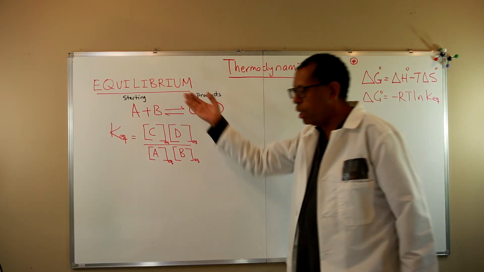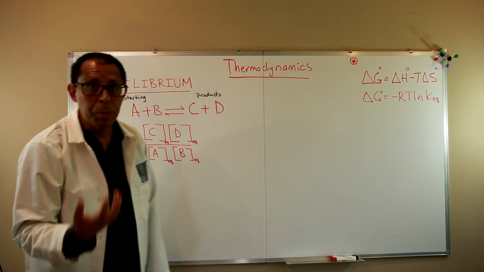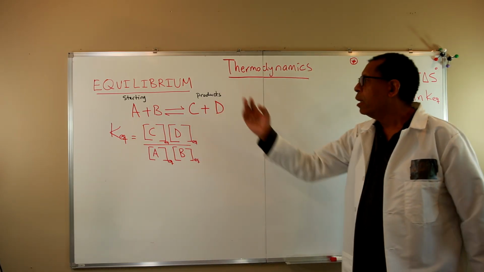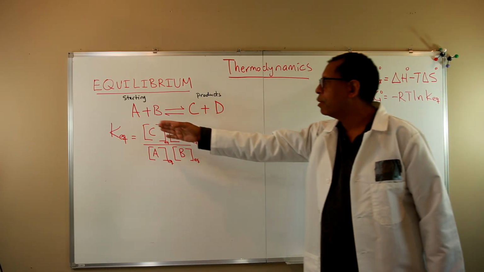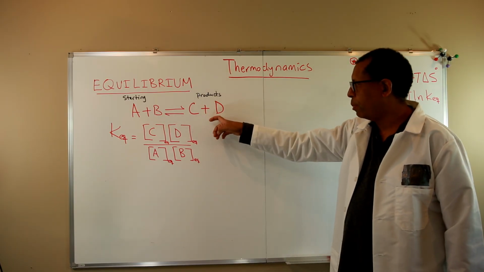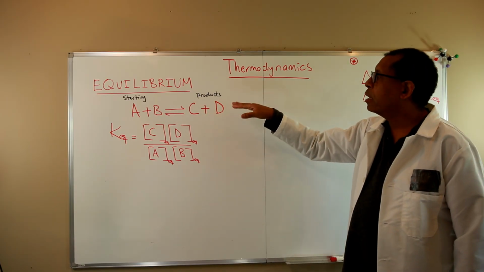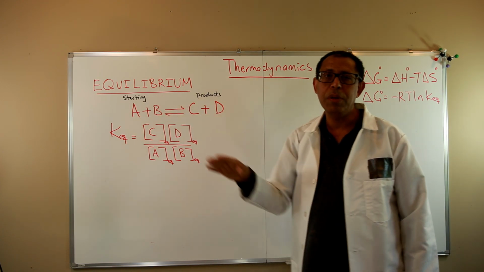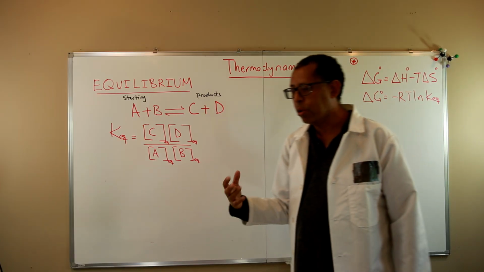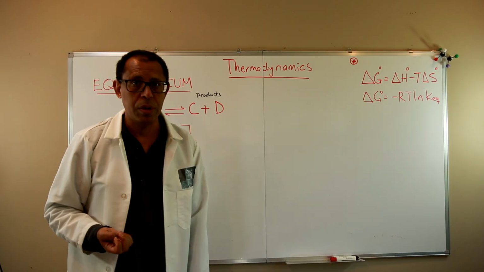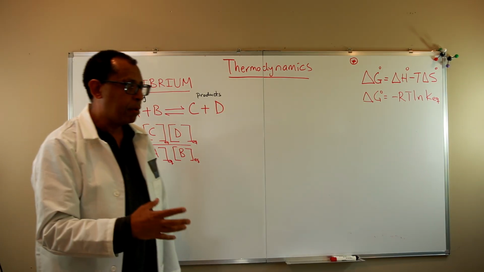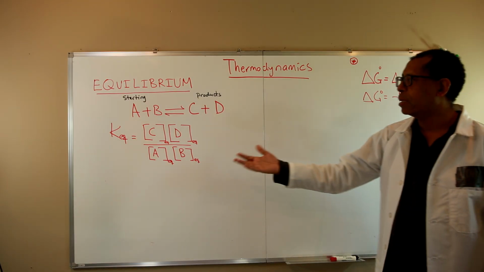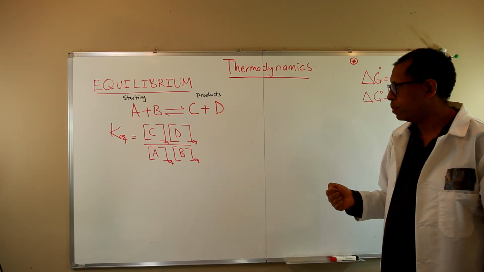What do I mean when I say a reaction is in equilibrium? A reaction comes to equilibrium when the rate of formation of the products, C plus D, and the rate of formation in the reverse direction, of A plus B, are the same. That reaction, we call an equilibrium situation. So most of the products have been formed, and now it's leveling off. That's an equilibrium situation.